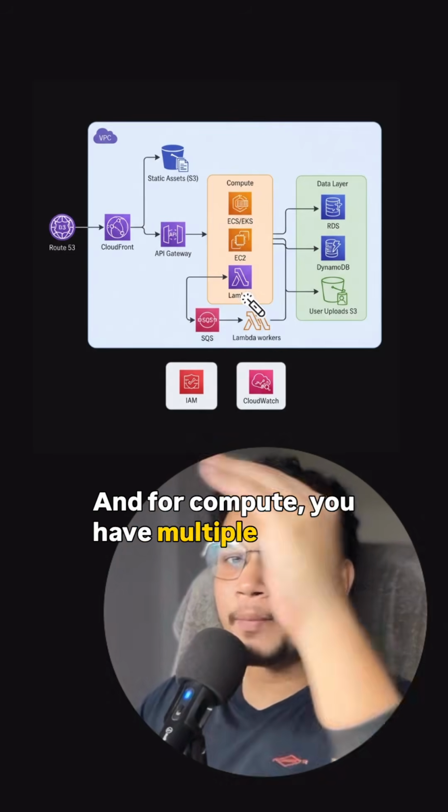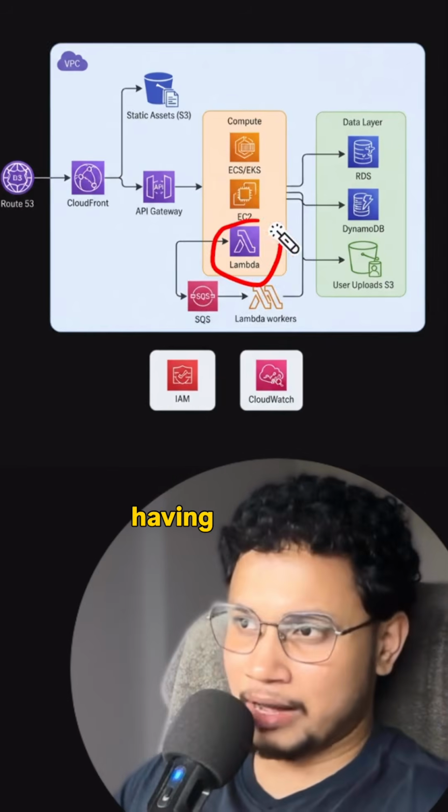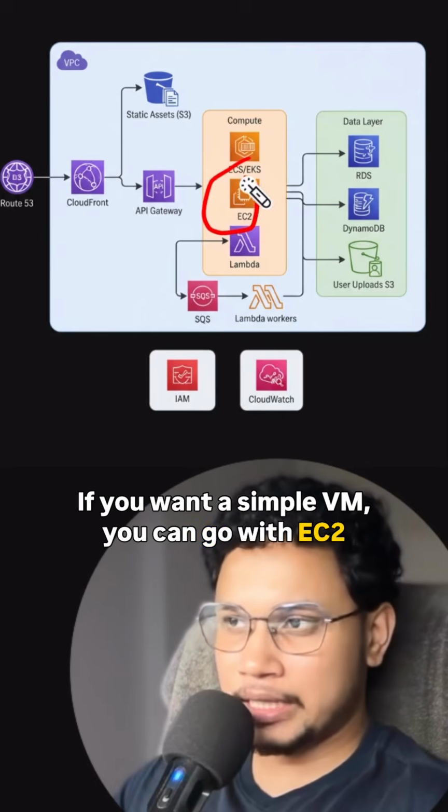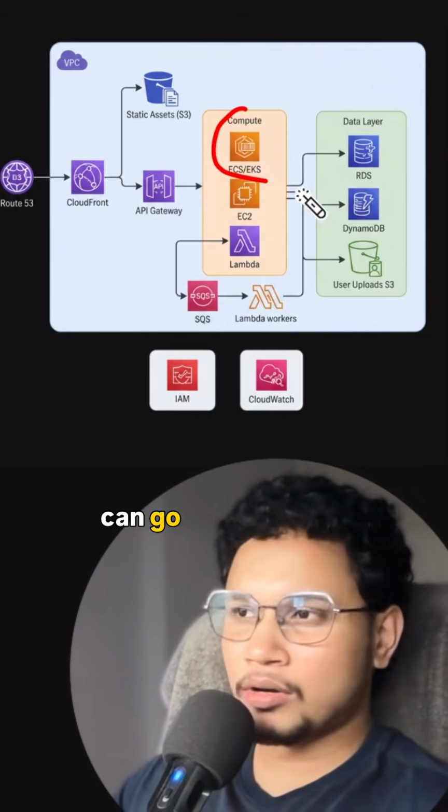And for compute, you have multiple options. If you want to go with serverless, you have Lambda. If you want a simple VM, you can go with EC2. If you want containers, Docker, Kubernetes, you can go with ECS, EKS.